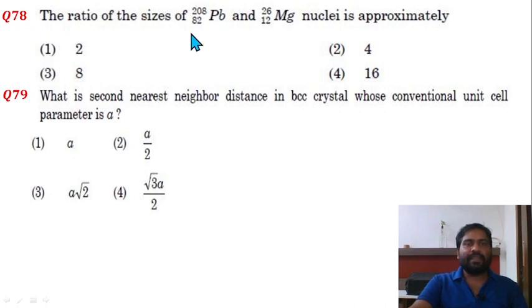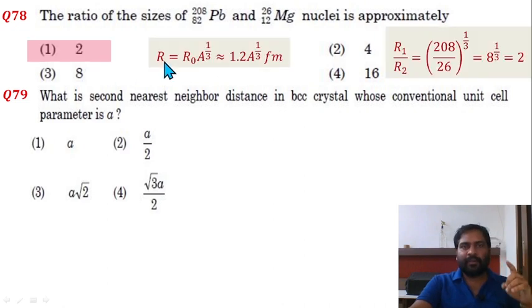Question 78. The ratio of the sizes of 82 Pb 208 lead and 12 Mg 26 nuclei is approximately. Although it is written as sizes, it is asking about the radius. So radius equals r naught A raised to power 1 by 3. Just take the ratio of their radii, r1 divided by r2. That equals 208 divided by 26, whole raised to power 1 by 3, and it will result in 2. Option 1 is correct.